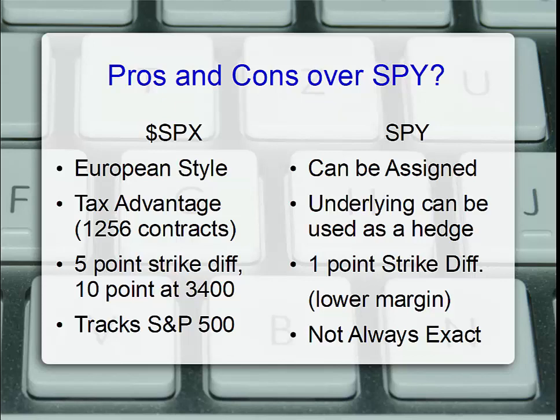Now, SPX has a 5-point strike difference because it's a higher price, naturally. It's 10 times the SPY. We're up at 3,100 in this case. So you have 5-point strike differences, and once we breach 3,400, it's a 10-point strike difference for all of the weeklies and for all expirations. The next available cycle is the 3410, then the 3420, and so forth. With SPY, you have a 1-point strike difference, which gives you a lower margin, and you're looking at a similar return with a similar probability.